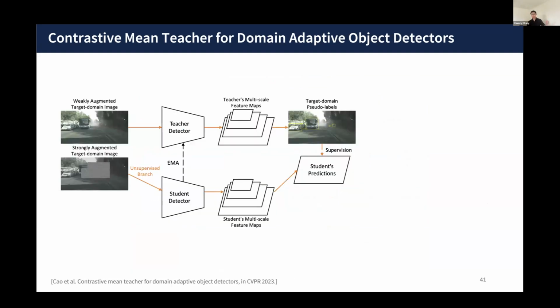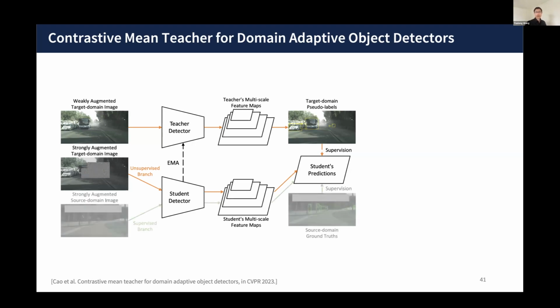Inspired by this alignment, Contrast Mean Teacher uses the teacher detector's predictions to discover objects in the unsupervised target domain and treats them as pseudo labels to supervise the student detector. In addition to the unsupervised branch of the mean teacher, labeled source domain data are also utilized to build a supervised branch that ensures the student performs well in the original source domain.